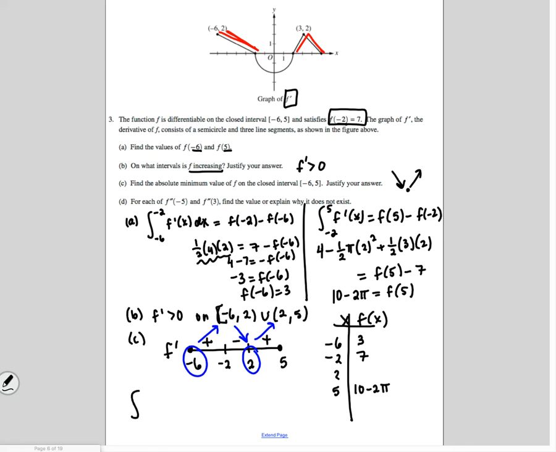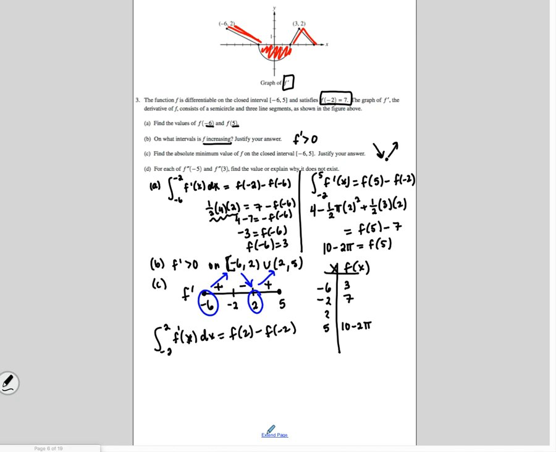So we can do something like integral from -2 to 2 of f prime of x dx gives me f of 2 minus f of -2. Okay, and if you see -2 to 2, that's a negative value. It gives me a -1/2 pi r squared. So I end up getting -2 pi. So this is equal to f of 2 minus 7. So I'm going to add that 7 over to get f of 2.